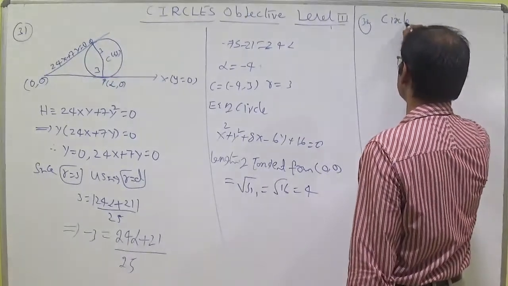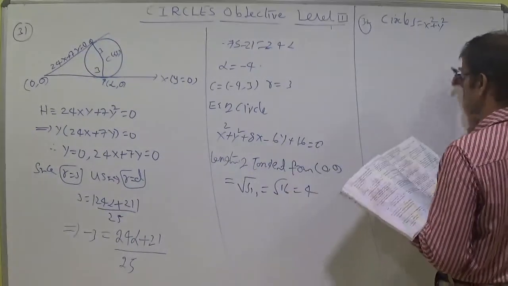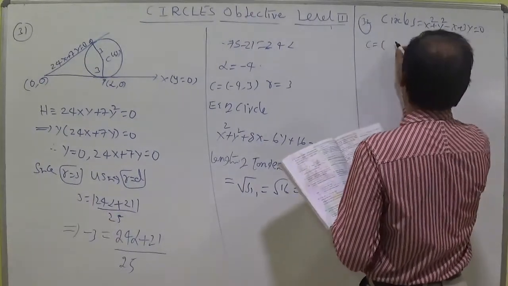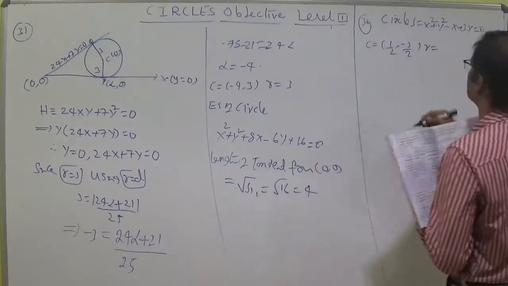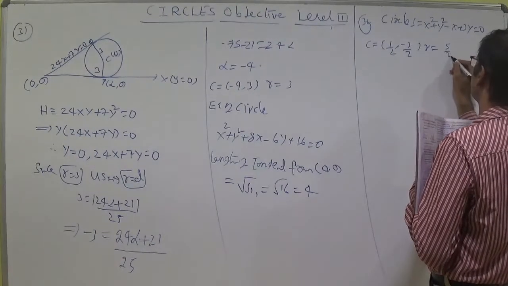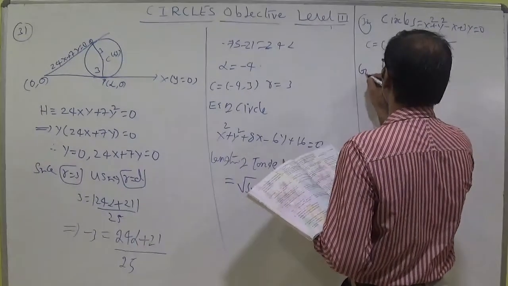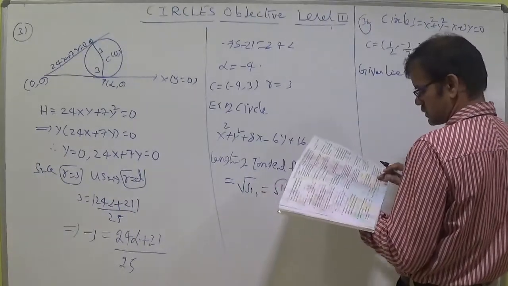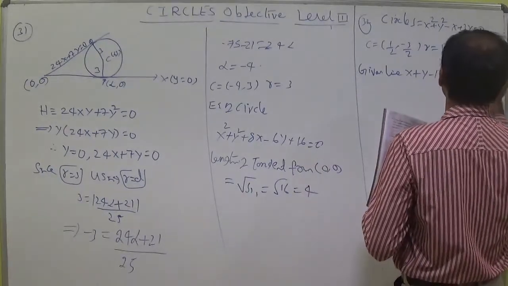The circle S is given: S equal to x square plus y square minus x plus 3y equal to 0. Let us denote the center as 1 by 2 comma minus 3 by 2, and r is equal to root of 1 by 4 plus 9 by 4, which is 10 by 4, so root 5 by 2 is the radius. The given line L is x plus y minus 1 equal to 0.